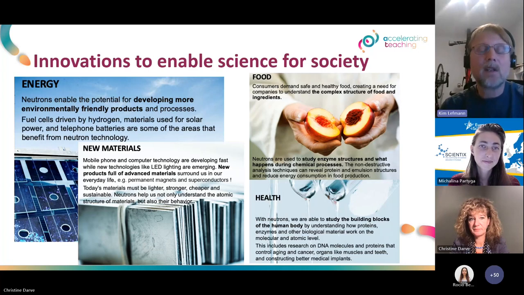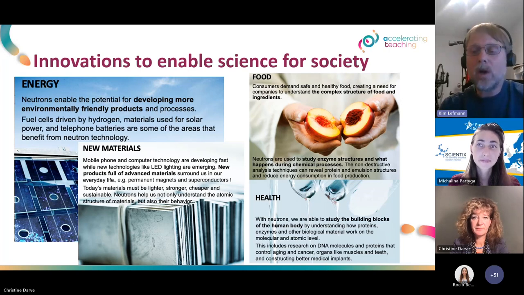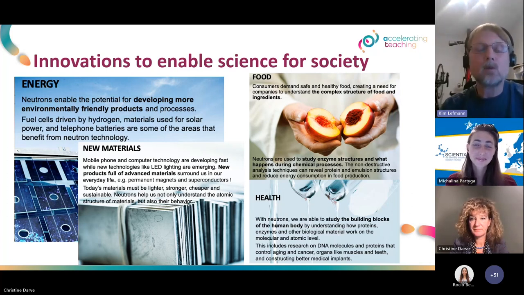One thing is that hydrogen is often mentioned as one of the potential energy carriers in a future society. And neutrons are just very, very good at localizing hydrogen, where it sits in the material, where it's stored, and how it's moving. And we need to understand all this to make the next generation of materials for the hydrogen society.